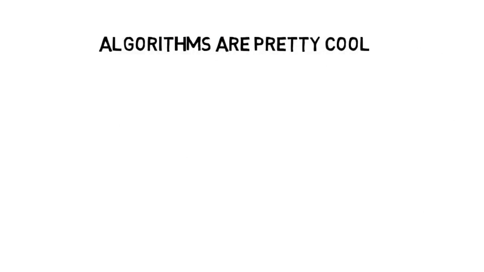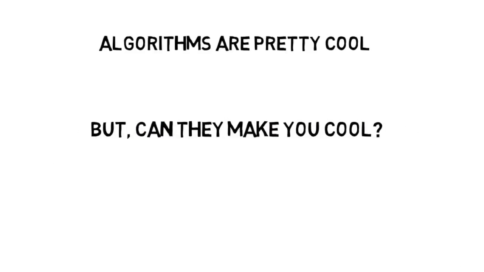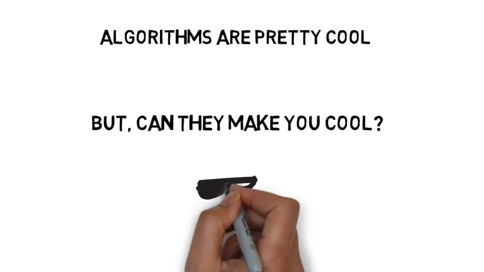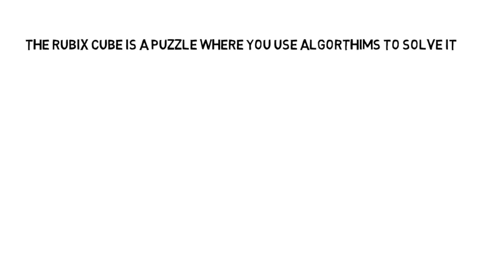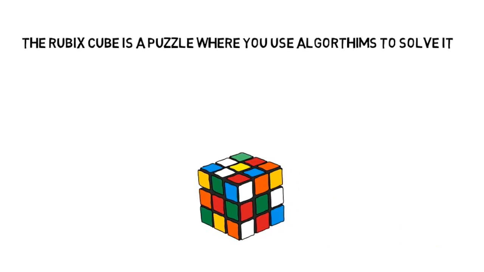So, algorithms are pretty cool. They're used in various ways to solve a lot of problems. But the real question is, can they make you cool? Well, if we look at the Rubik's Cube, which is a puzzle that everyone thinks is impossible, when really it's just a set of algorithms you do for each step. If you learn it, it makes you seem pretty impressive, and it might even win you a bet. So let's look at the Rubik's Cube.